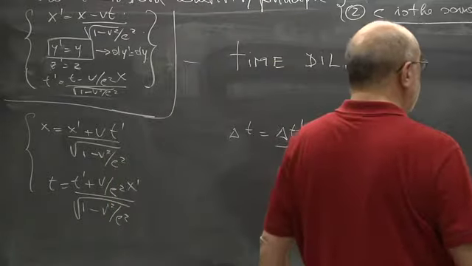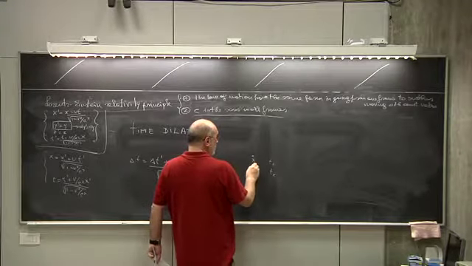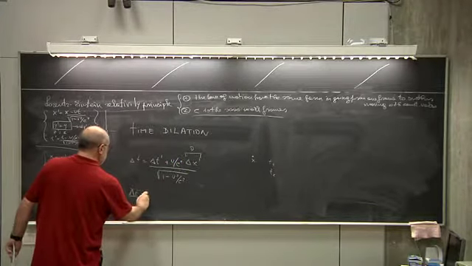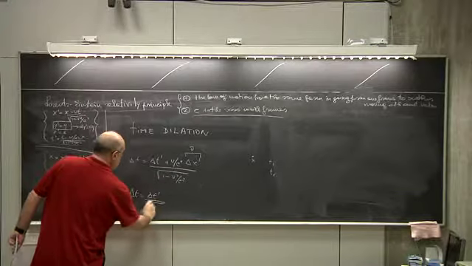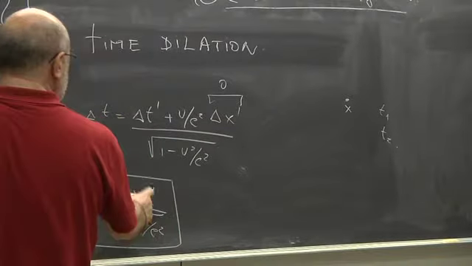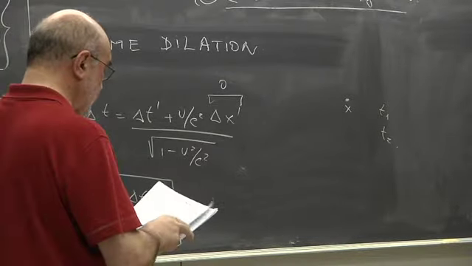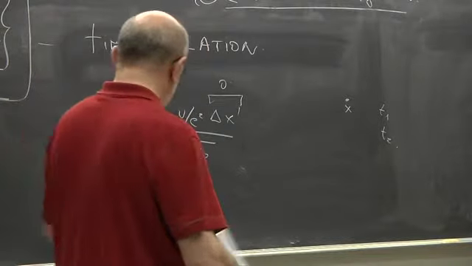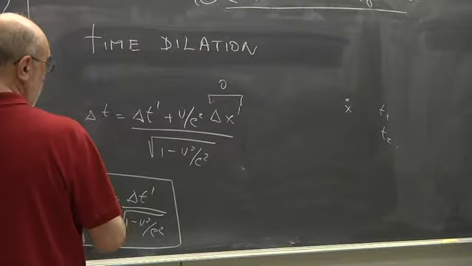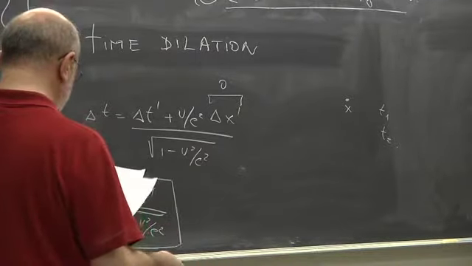Let's suppose two events take place in the same position, but one after another, one at time t1, another at time t2, but at the same point. Then delta x is equal to 0. So we get delta t is equal to delta t prime over the square root of 1 minus v square over c square. So this is the interval of time in the moving frame, and this is the interval of time in the rest frame. And you see that the interval of time in the rest frame is bigger than in the other frame, okay? So this is the phenomenon of time dilation.